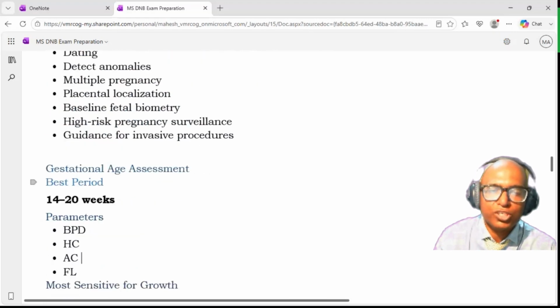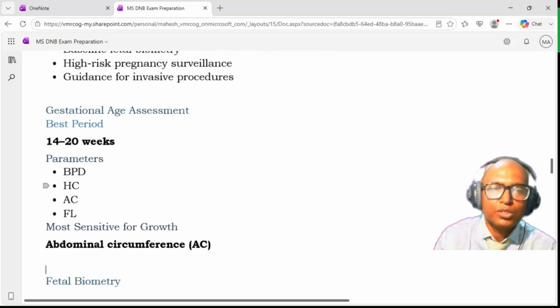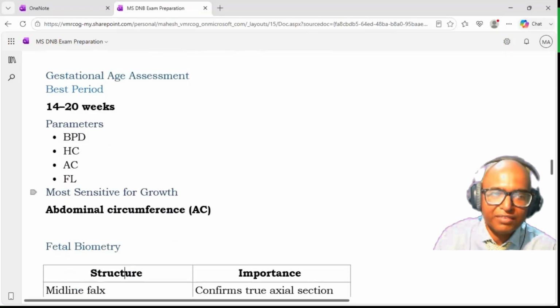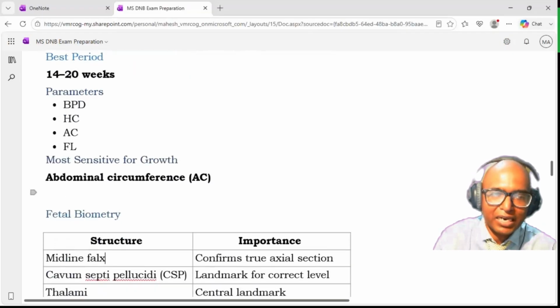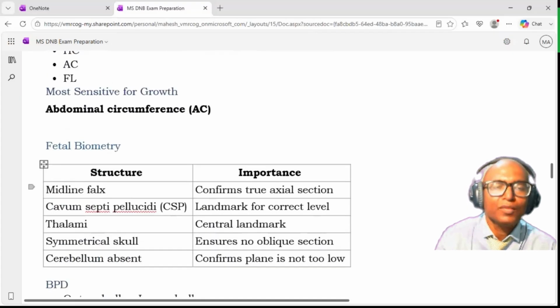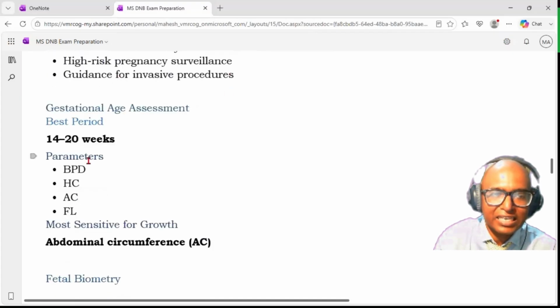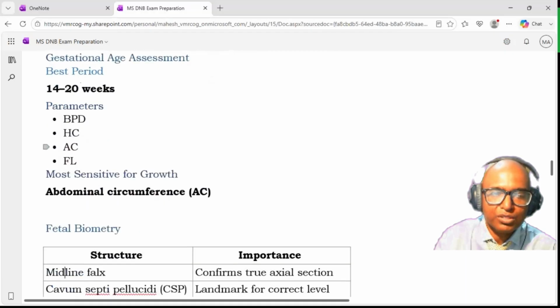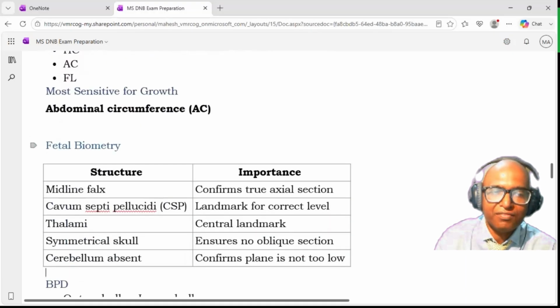Okay. Now coming to the gestational age assessment. Okay, so gestational age between 14 to 20 weeks. Again, the parameters: biparietal diameter, head circumference, abdominal circumference, femur length, etc. Now, when you take this head circumference and biparietal diameter, which plane is used? Normally, we use which plane? It is the thalamic plane which is used.